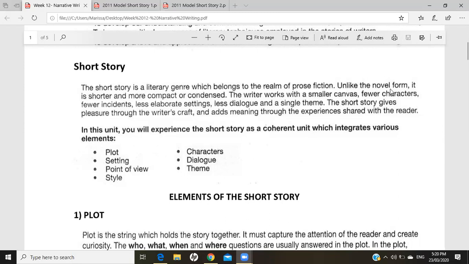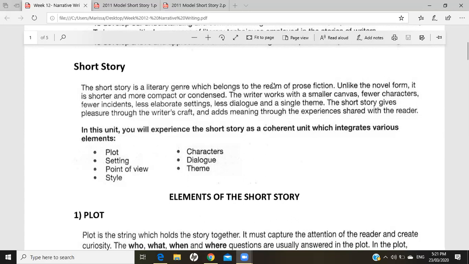Unlike the novel form, so we know novels are usually books, right? Novels are extremely long. Some novels could be up to 400, 500 pages. But a short story is not a novel, because a short story is shorter than a novel. Hence the reason why you'll have the word limit of 400 to 450 words. Because in the exam, they don't ask you to write a novel. They just ask you to write a short story of 400 to 450 words.